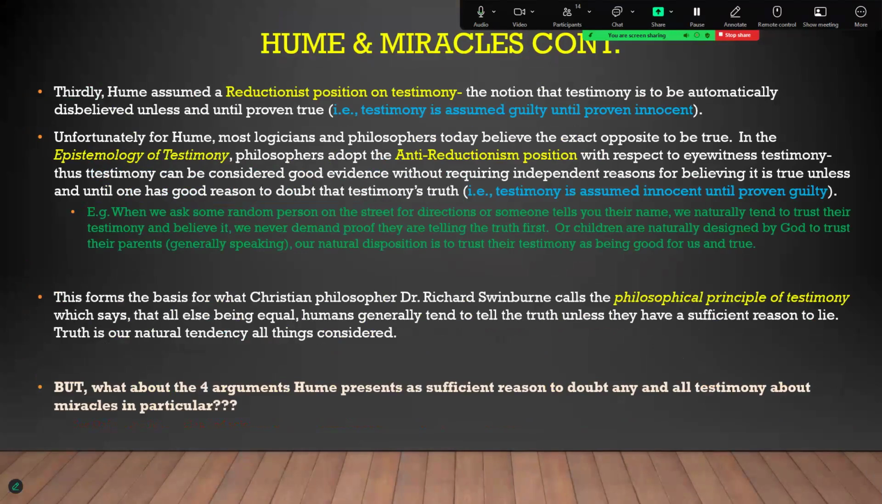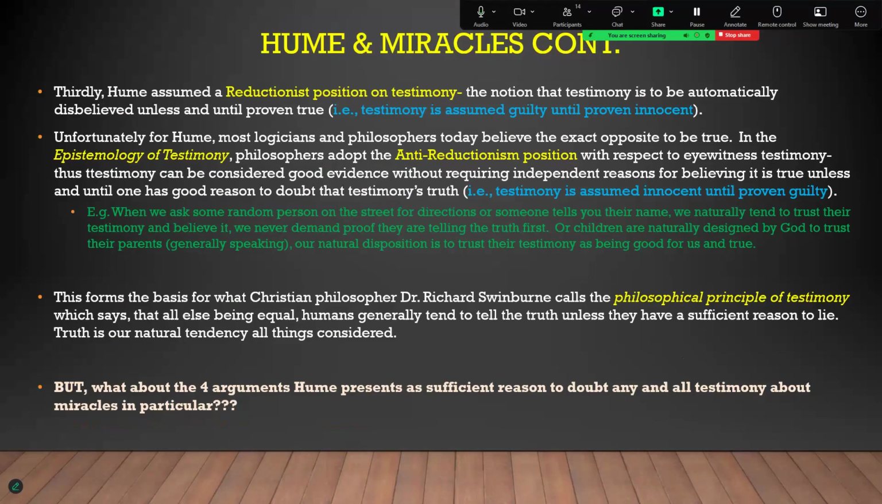There is one thing too, in terms of testimony. This might be something new. There's a field called the epistemology of testimony in my own area of expertise in philosophy. And Hume basically was what's called a reductionist. So without getting into fancy terminology, basically Hume assumes that testimony is not to be believed. It's to be disbelieved unless and until you have independent reasons to believe it. So basically, eyewitness testimony is to be assumed to be guilty or false unless and until you have independent proof that it's true. That's how David Hume argues.